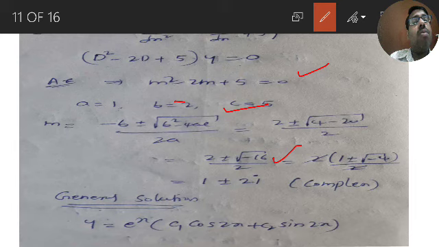Root 4 is 2. Therefore, 2 common and cancel, and root 4 is 2. What are the roots? 1 plus or minus 2i. Complex roots always exist in pairs: 1 plus 2i, 1 minus 2i.